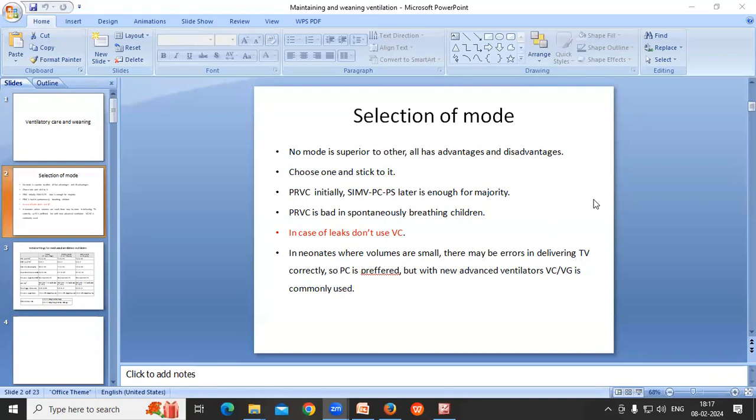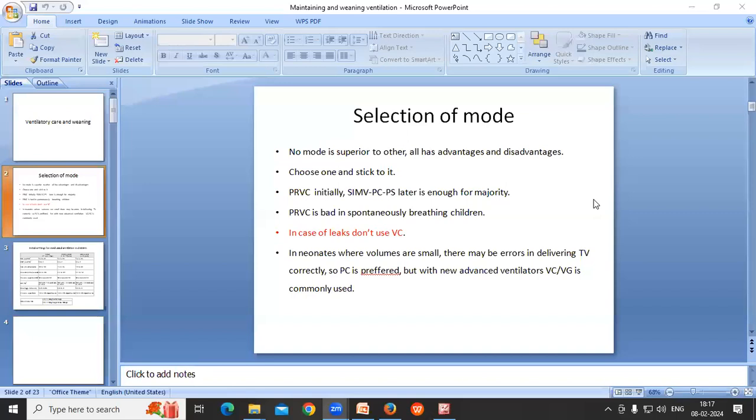It is same for PRVC mode. It is same for PC mode. It is same for VC mode. It's not going to change. Only thing, what are the things you're going to control? What are the advantages, extra you have? That's all that matters. But the manipulation is same. You ventilate in PC mode, VC mode, you're not going to change anything when patient is maintaining.